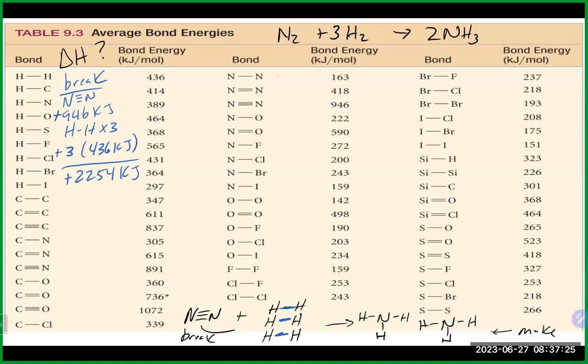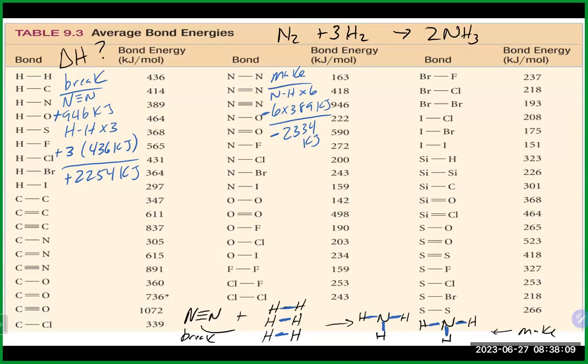Now, in terms of our making side here, we are going to make 1, 2, 3, 4, 5, and 6 of the nitrogen hydrogen bonds. So nitrogen hydrogen times 6. Nitrogen hydrogen is 389, it looks like. So 6 times 389 gets us 2334, looks like. This is going to be negative, as making bonds is exothermic.